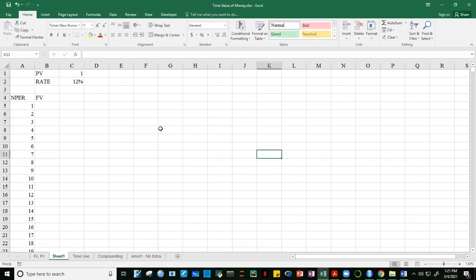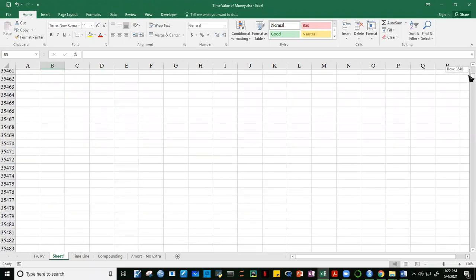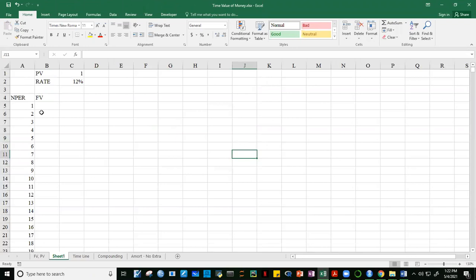Ang tanong, how much will be the future value kung yung n per natin 1, if it's 2, 3, 4, 5, magkano yung future value natin? What we want to illustrate here is the power of compounding. So what happens to our future value if your n per increases? Okay, so that's what we're doing here.